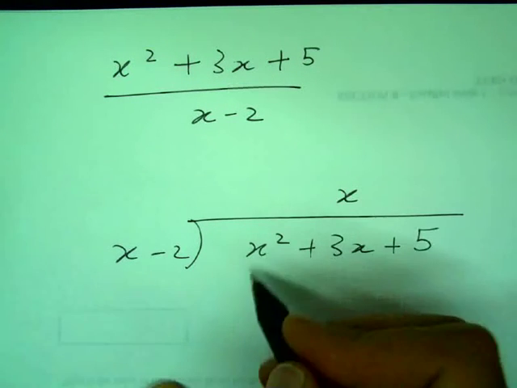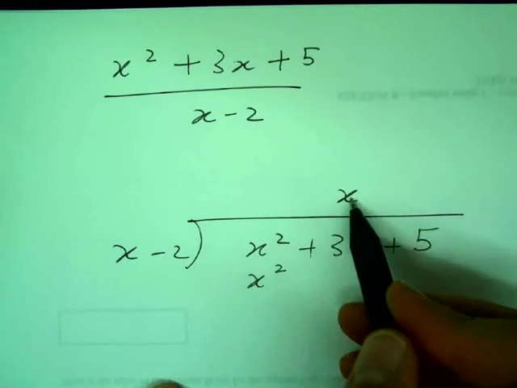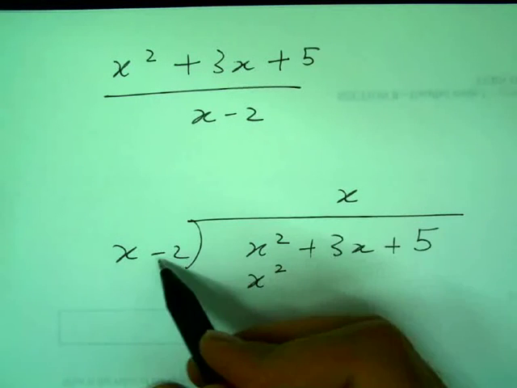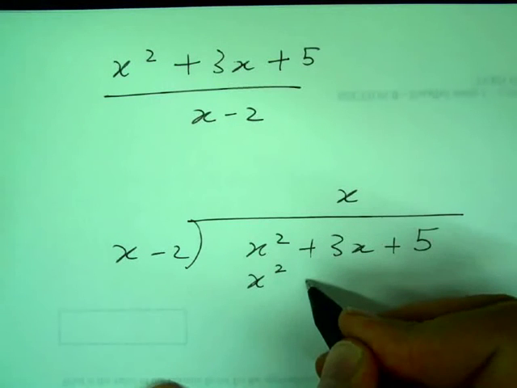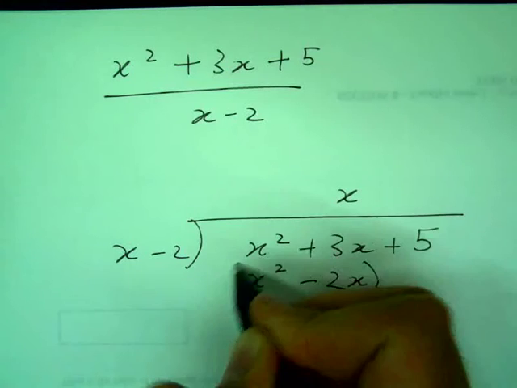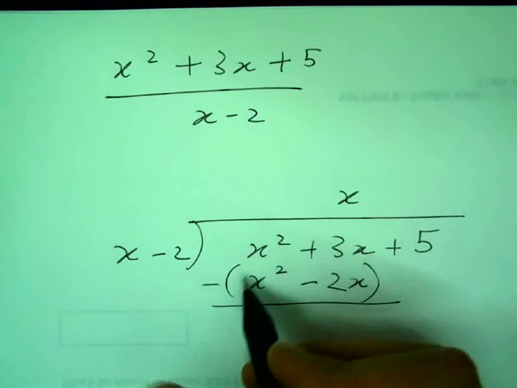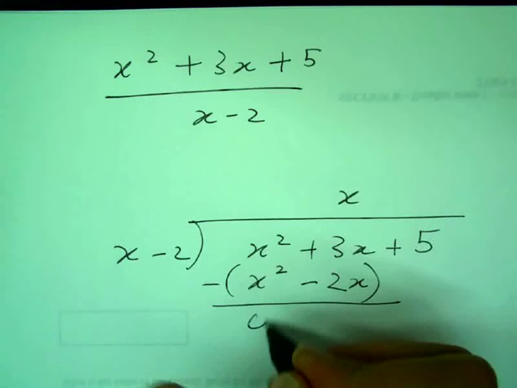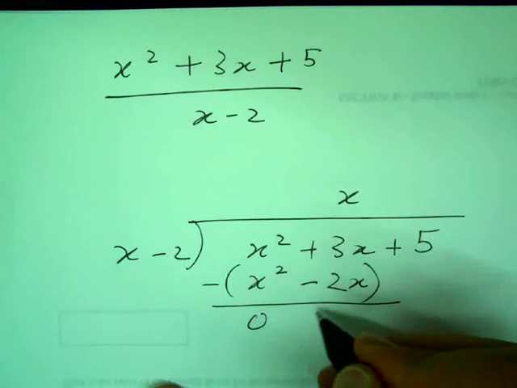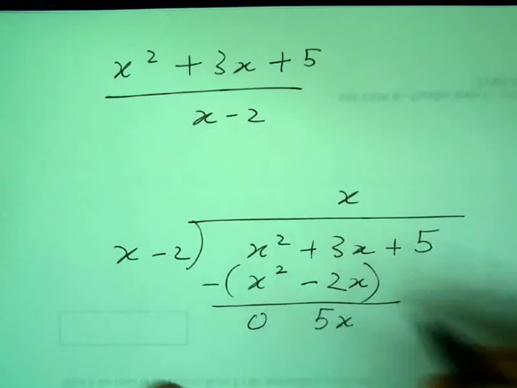X times x is x squared. Now, because I've multiplied the x by x, I have to multiply the negative 2. What do I get here? Brackets around them, subtract. X squared take x squared. 3 take a negative 2. 5x.